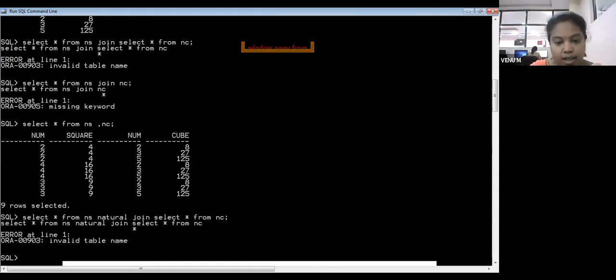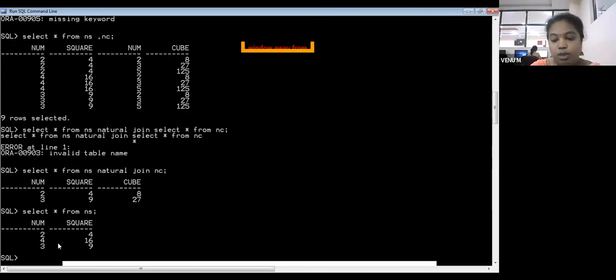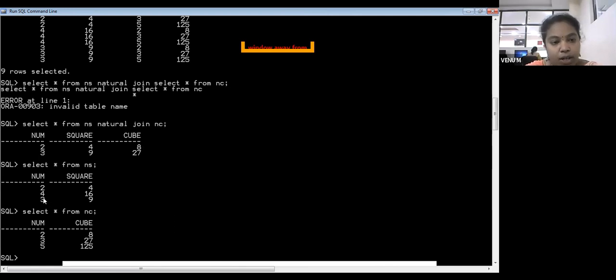Natural join NS with NC, right? So here you have to observe what are the matching tuples between those two tables, and those have to be displayed. NS has 2, 3, 4 fields and NC has 2, 3, 5 fields. What are the common fields here? 2, 3 is the common field for num. So only those two tuples have to be displayed for natural join.